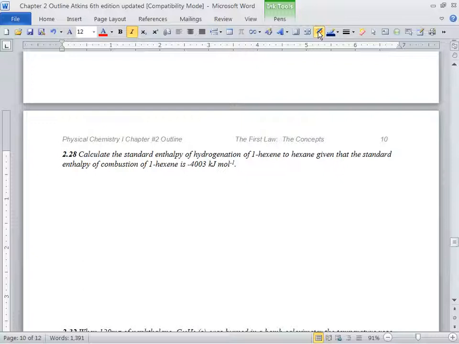Calculate the standard enthalpy of hydrogenation of 1-hexene to hexane. What's the chemical formula for hexane? C6H... 12? Wait, hexane? You sure? Remember, what was the rule for CnH? It's 14.